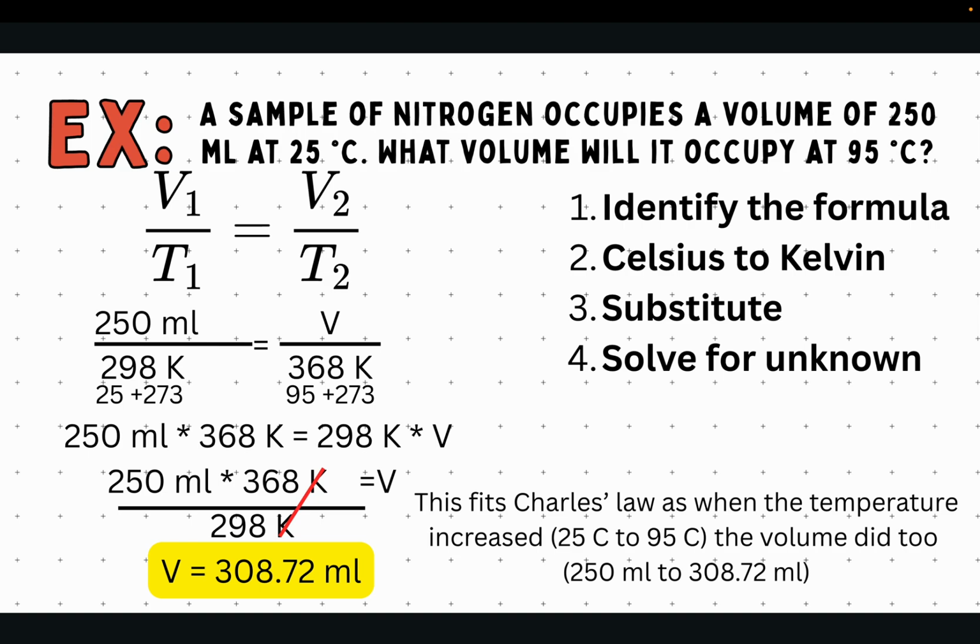Now, simple algebra again, we're going to cross multiply, so that goes there, that goes there. Then we're going to divide 250 times 368 over 298. K's cancel, so the answer left is milliliters, and the answer becomes 308.72 milliliters of volume. This fits Charles's law because when the temperature increased from 25 degrees Celsius to 95 degrees Celsius, or in terms of Kelvin, 298 Kelvin to 368 Kelvin, the volume also increased from 250 milliliters to 308.72 milliliters.